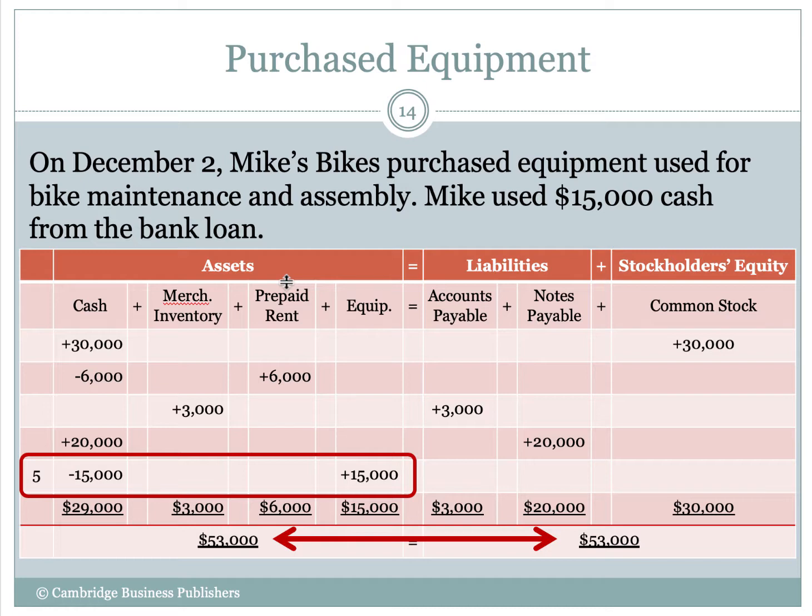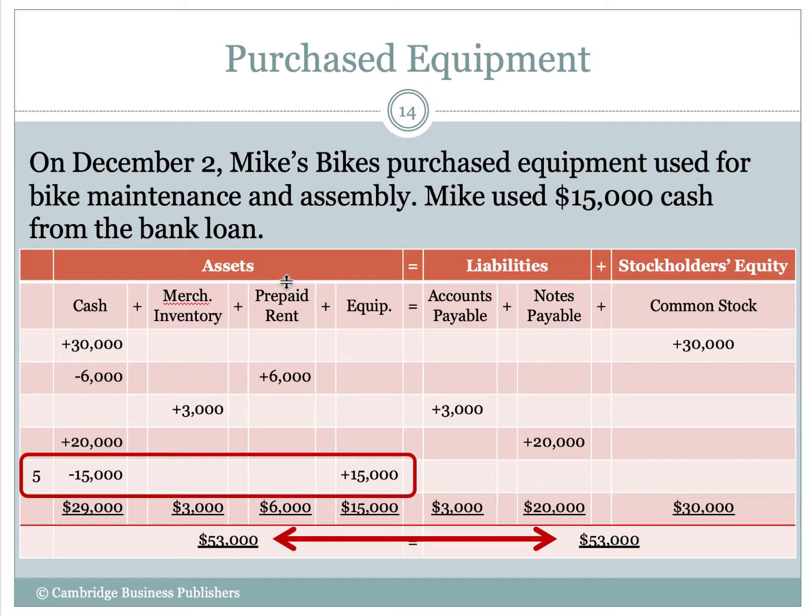Another example. And as we go through these, we are always going to see these, right? A company is always going to buy inventory on account. A company is almost always going to prepay their rent, okay? So what we have here is the purchase of equipment. On December 2nd, Mike's Bikes purchased equipment used for bike maintenance and assembly, okay? So they are buying PP&E, or property, plant, and equipment, that they use to help them generate cash or help them generate revenue.